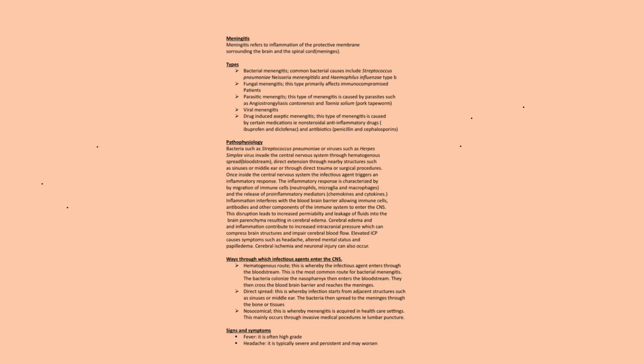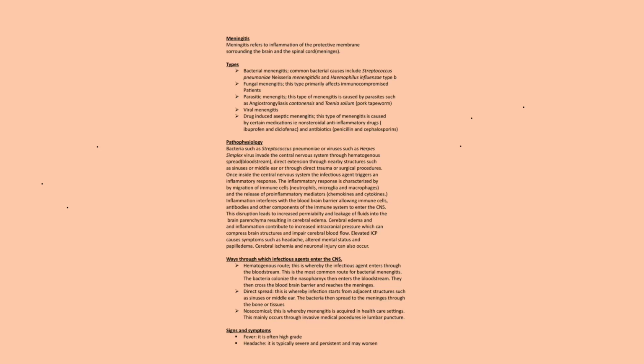We have bacterial meningitis, which is caused by bacteria such as Streptococcus pneumoniae. We have fungal meningitis, which is caused by fungi such as Cryptococcus neoformans. We have parasitic meningitis, which is caused by parasites such as Taenia solium. Taenia solium, it's a tapeworm, and specifically a pork tapeworm. As we all know, pork refers to pig meat.